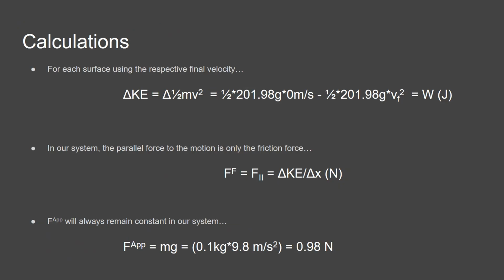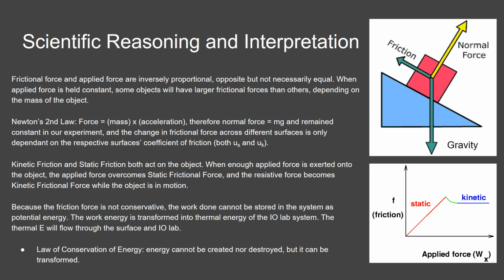These are the equations we used to measure changing kinetic energy, the frictional force, and the force applied to ensure that each trial remained constant. So in terms of scientific reasoning, frictional force and applied force are inversely proportional to each other, and so frictional force is always going to oppose applied force.